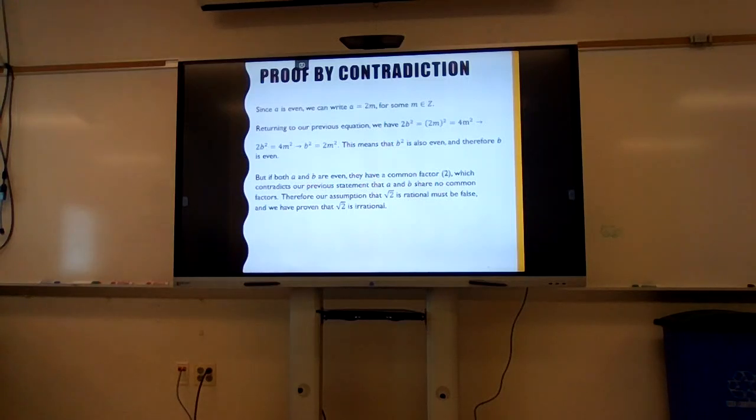That's what you need to be able to say your assumption, which was root 2 is rational, is wrong. And if it's false that root 2 is rational, then it's true that root 2 is irrational. And that's the end of the proof.